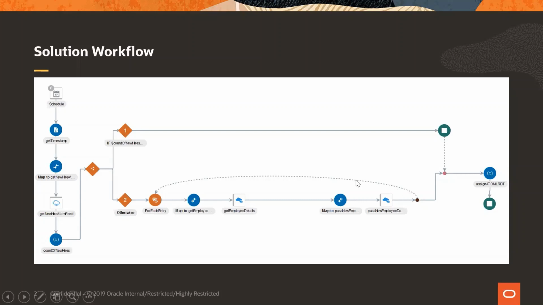In the sequence, we are iterating through the array. We are making a GET request to HCM for specific employee details, and then mapping and passing the received data to another REST adapter, our POST request to our function. With that said, let's see this in action. We'll demonstrate the integration's flow at runtime.